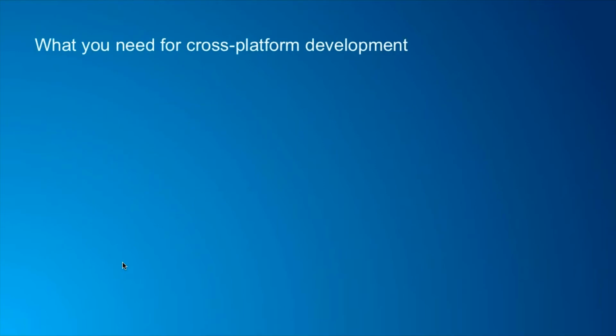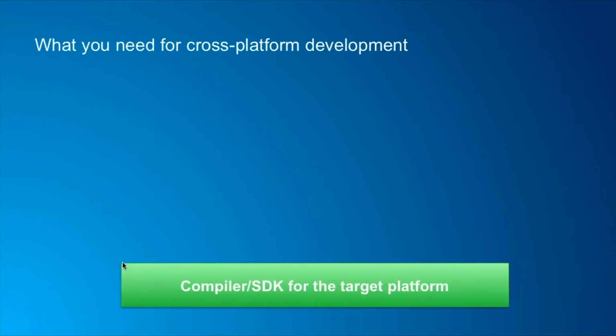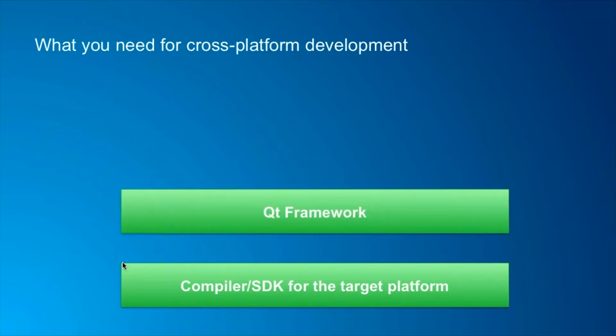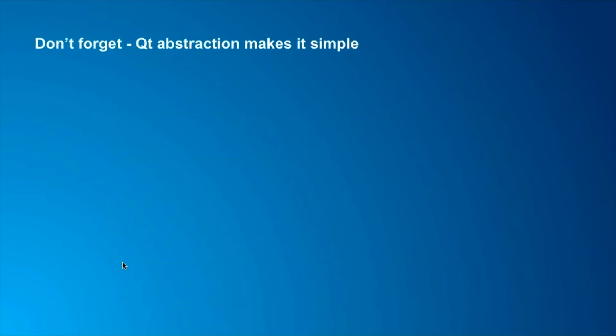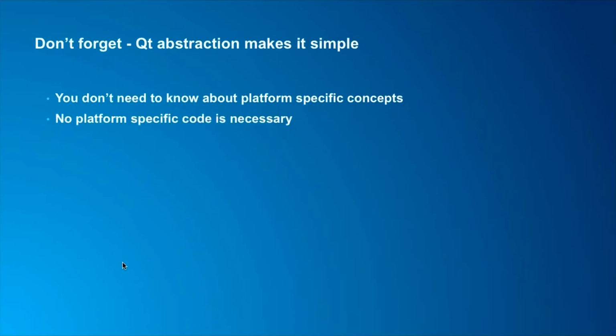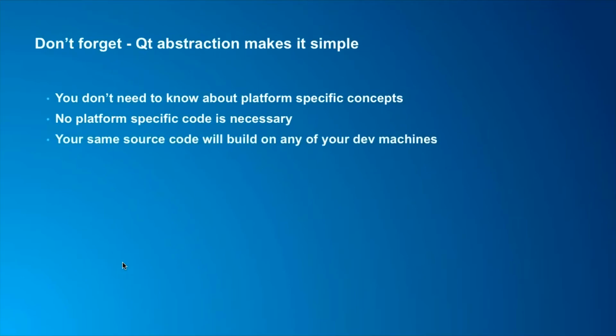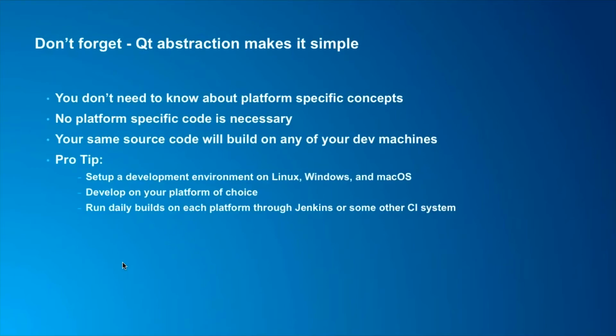So that's a lot of information, but just keep in mind, all you need is the compiler, the SDK for the target platform, the Qt framework, and the ArcGIS Runtime SDK for Qt. And also keep in mind that Qt abstraction makes it simple. So once you've installed everything, you don't need to know about the platform-specific concepts. There's no platform-specific code necessary, meaning your same source code will build on any of your development machines.